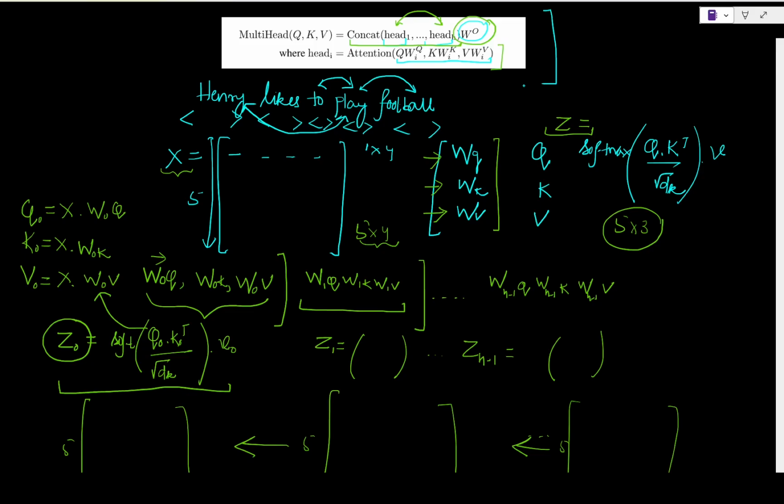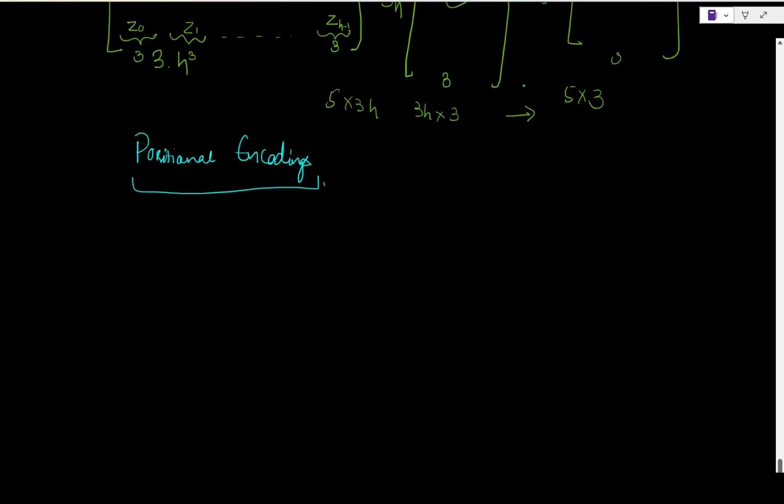But the point that I'm trying to get across is, apart from this information, that in context of a given word, which other words are important, where we should pay more attention, we also need to pass this information to the model somehow, that this word is coming after "to". I mean, the ordering is important. So how do we do that? For that, we use positional encodings.